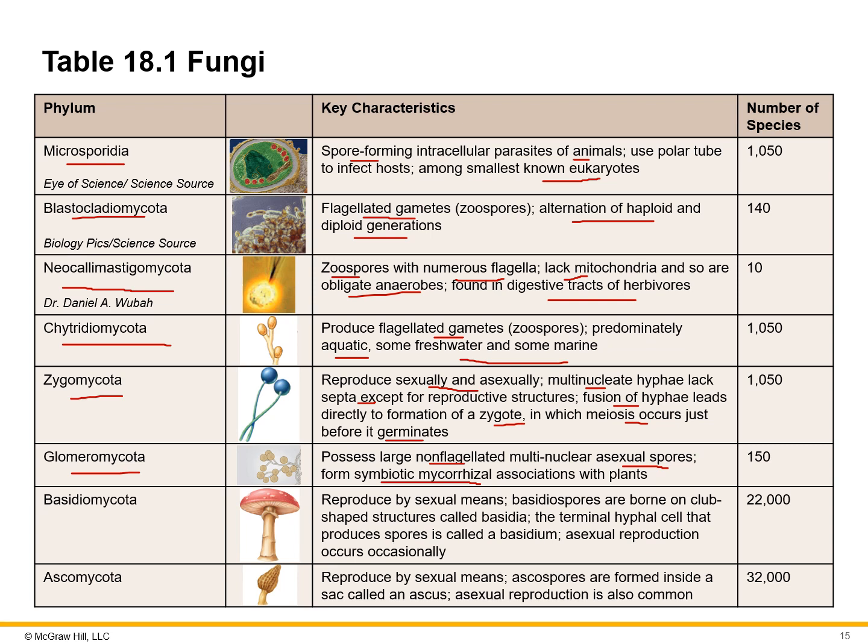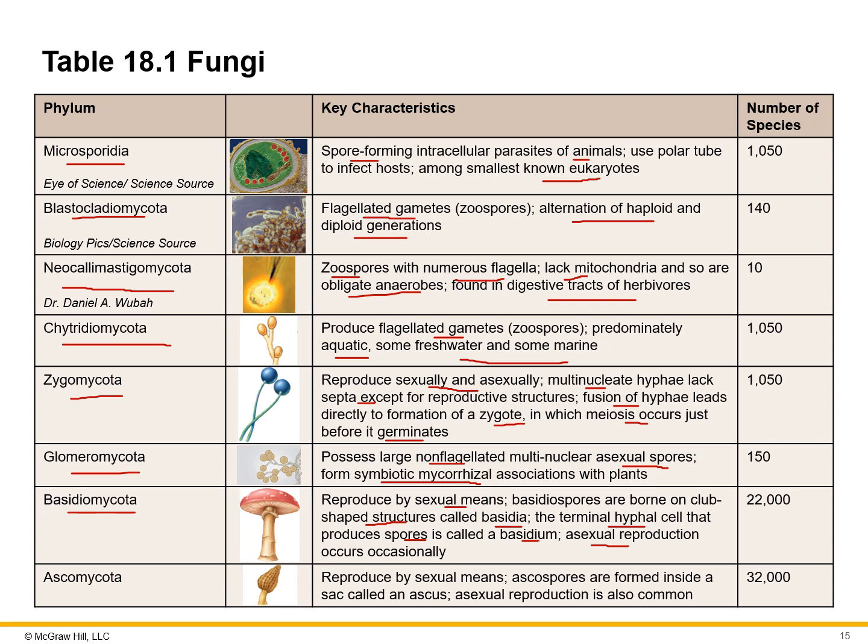Our typical mushrooms that we think about, those are the Basidiomycota. They reproduce sexually. They're born on this club-shaped structure. Again, that mushroom is called a basidia. They have a terminal hyphal cell that produces spores for them, and that spore-producing cell is called the basidium. So we have the basidia, which is the mushroom type structure, and the basidium, which produces those spores. And then occasionally they can have an asexual reproduction.